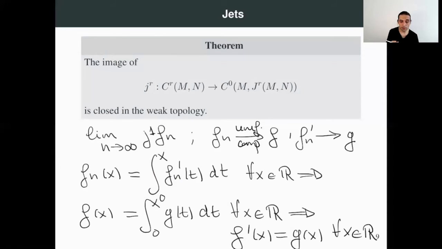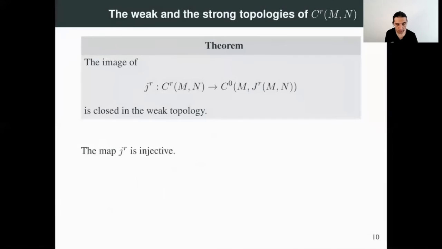So the image of this J^r map is indeed closed in the weak topology. The map J^r is also injective. This is because if two maps have the same r-jets, in particular, the image by the target map of the r-jet at every point is going to coincide for every point, and that implies in particular that the two maps are the same. So the map is clearly injective.